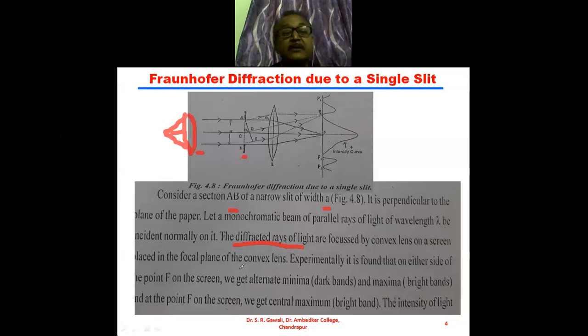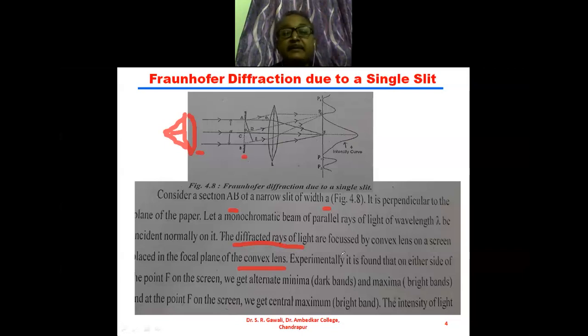So that we are seeing here. This is the point source of light, and it is placed at the focus of the convex lens, and because of that we get the parallel rays of light. These parallel rays of light are incident on the single slit AB, and these parallel rays are to be focused at a single point. For that purpose there is a convex lens L, and all these parallel rays are focused to a single point F.